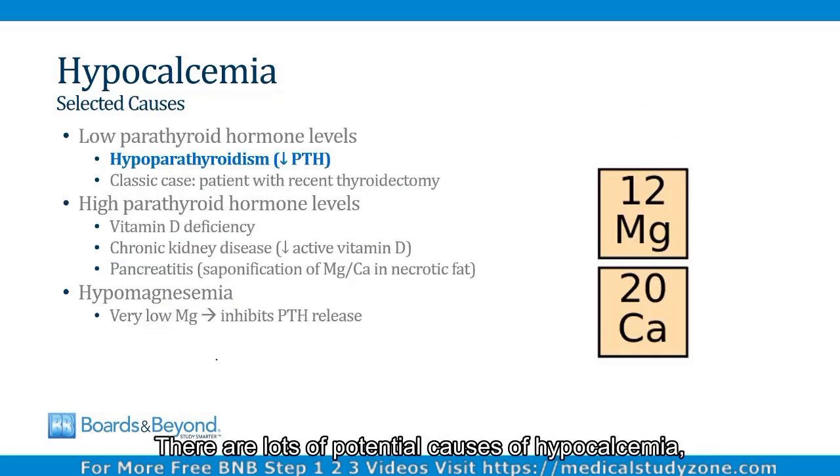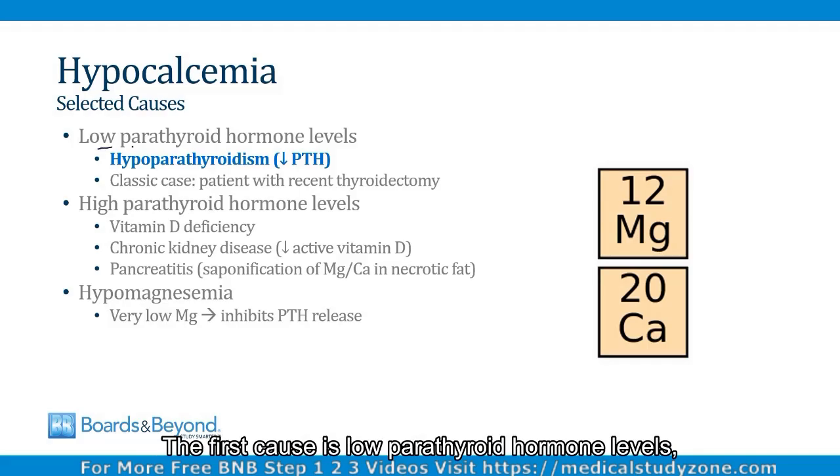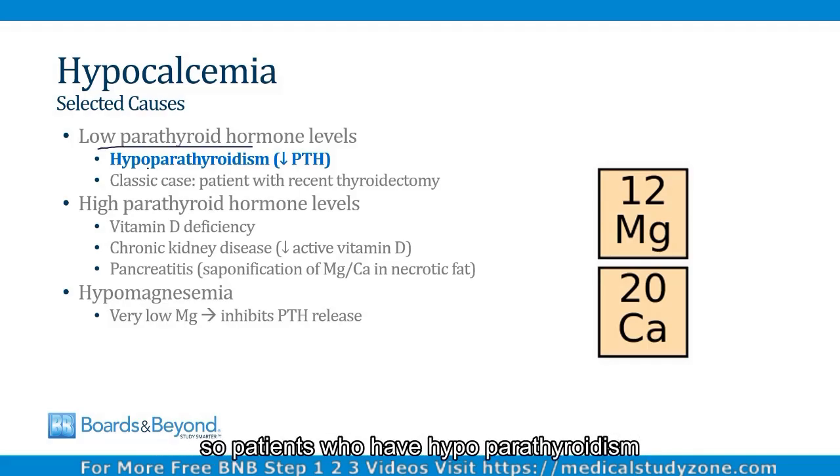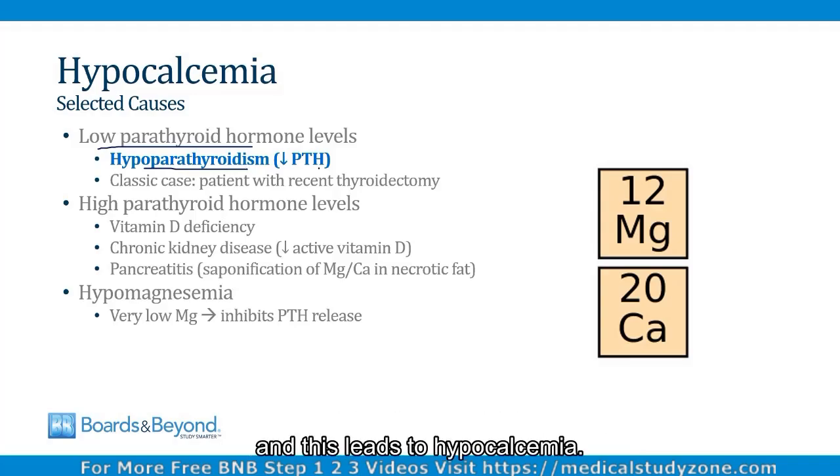There are lots of potential causes of hypocalcemia, but I've listed some of the important ones on this slide. The first cause is low parathyroid hormone levels. So patients who have hypoparathyroidism have low PTH levels, and this leads to hypocalcemia.